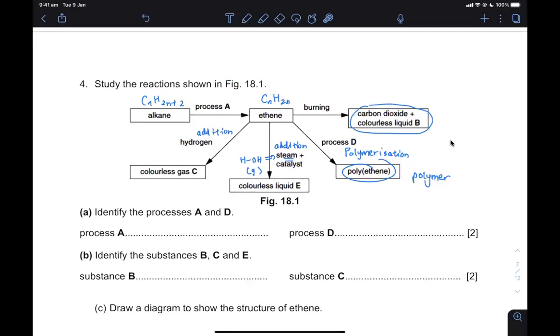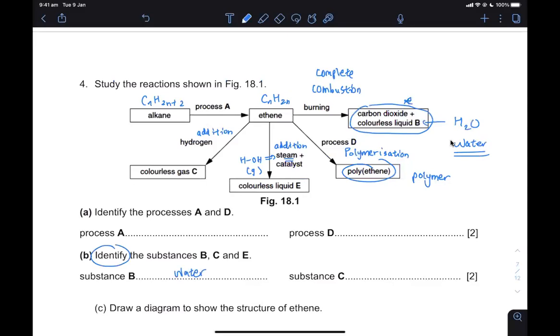This is not polymerization. This is not addition. This is what you call combustion. In fact, that is complete combustion because it gives you carbon dioxide rather than carbon monoxide. So the colorless liquid there must be H2O. Of course, they usually want the name for combined science. You should know the name is water. Identify the substances. So B is water.